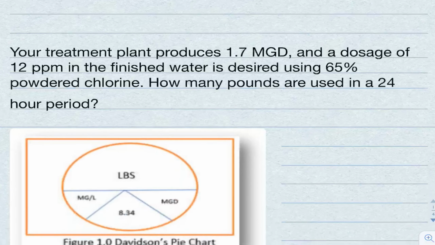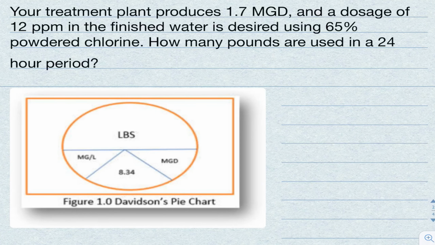Okay, on to the next one. Your treatment plant produces 1.7 mgd and a dosage of 12 ppm in the finished water is desired using 65% powdered chlorine. How many pounds are used in a 24-hour period?